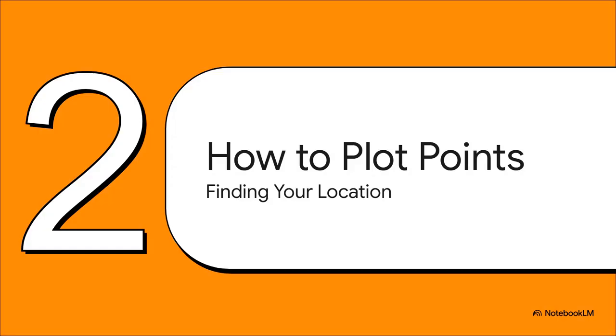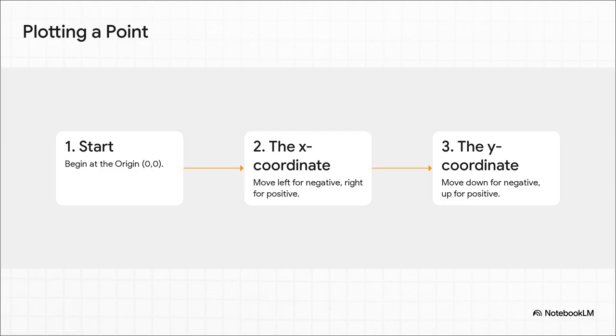All right, so we know the layout of the town. Now for the really fun part, learning how to read an address, or what we call an ordered pair, to find any exact spot on the map. Finding a point is just a simple two-step dance. You always start in the middle, at the origin. The first number in the address tells you how far to walk sideways, left or right, along that x-axis. The second number tells you how far to jump up or down along the y-axis. Just remember this, you walk, then you jump.